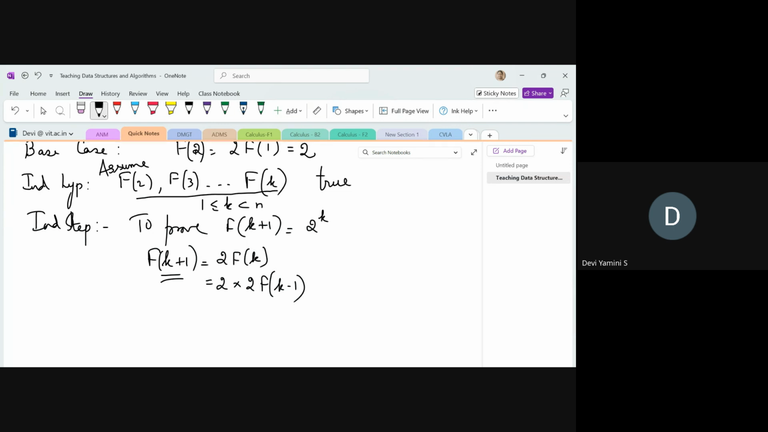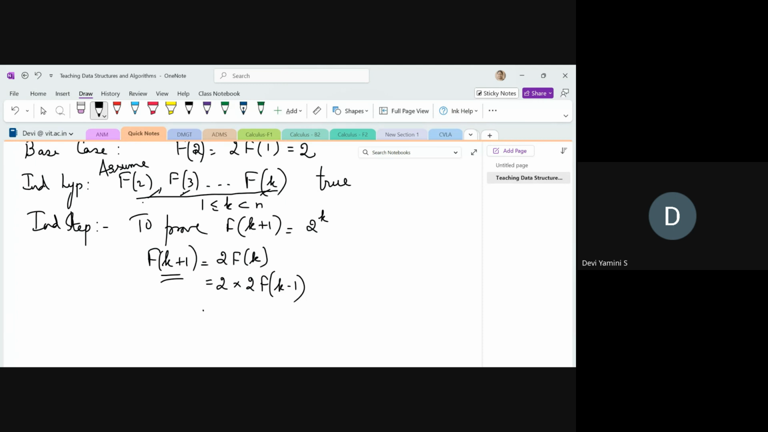If you are going to use only f of k to prove f of k plus 1 is true, it's nothing but normal induction. When we use all these in our proof to prove that f of k plus 1 is true, using f of 2, f of 3, f of k, we say that it's strong induction.